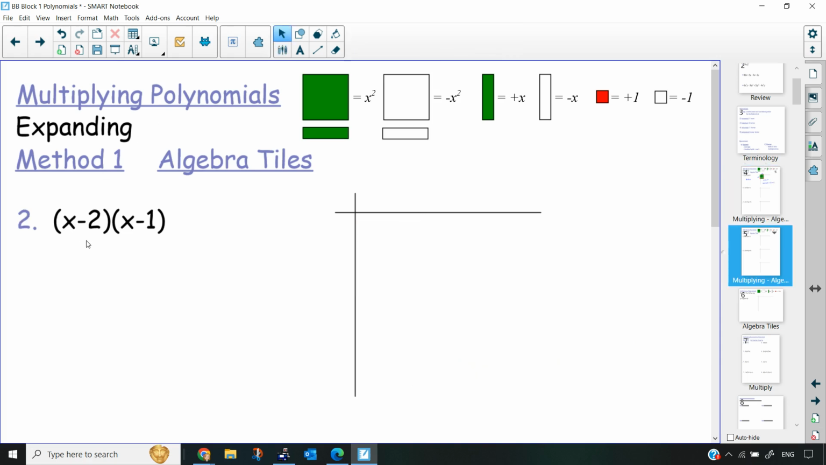So I have x minus 2 times x minus 1. Setting up my factors, I'll have x minus 2 and then x minus 1.